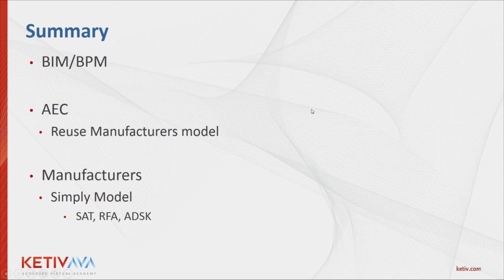So in summary, we went over BIM, being Building Information Model, and building product manufacturing, and what it comes down to is if you're an AEC, in other words, Architecture, Engineering and Construction, you want to ask yourself, can you reuse your manufacturer's model so you don't have to create it again from scratch? If you're a manufacturer, you should take advantage of this. All you have to consider is you need to simplify the model and ask the customer what type of file they want.